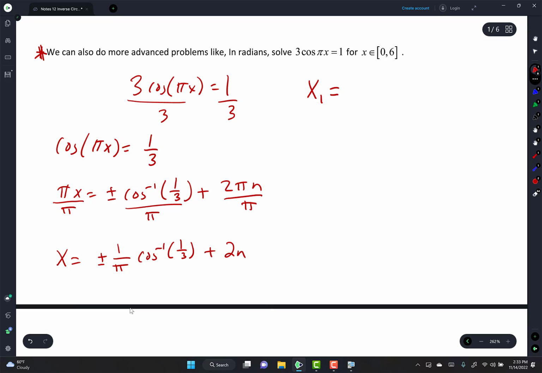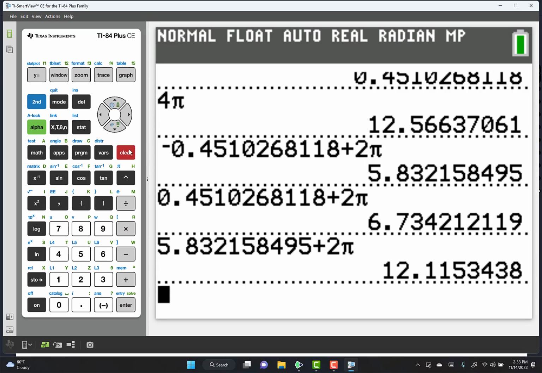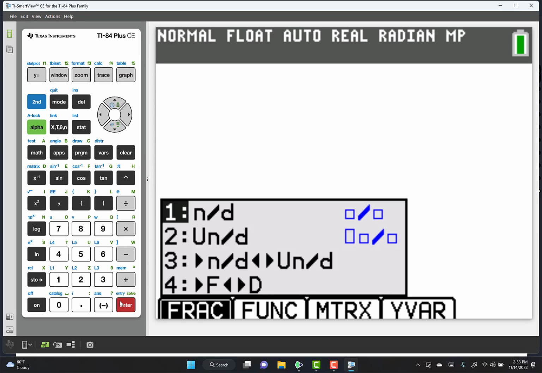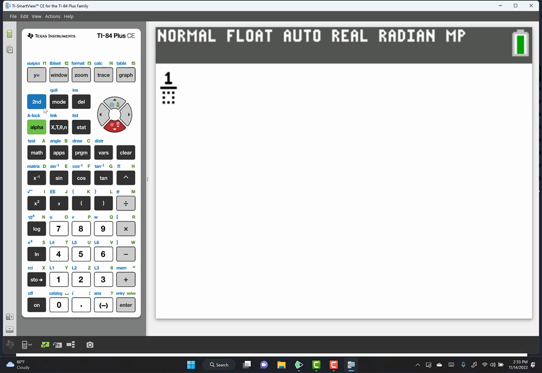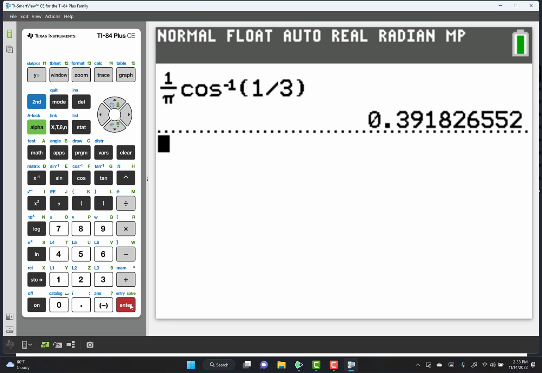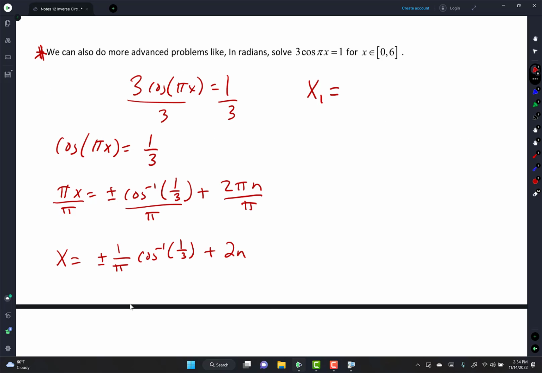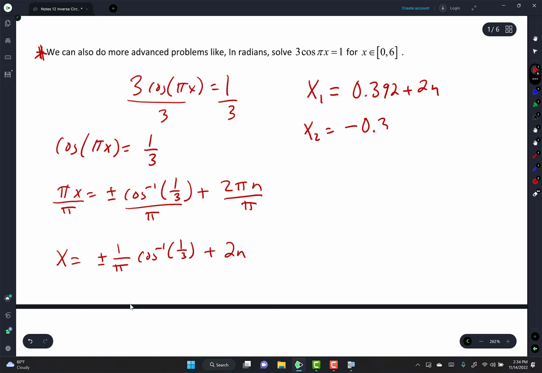x1. I'm going to write my first one there. I take my calculator, and I'm going to clear all this, and here we go. Alpha y equals enter. I'm going to put 1 over pi, and then move to the right, and then move to the right. Arc cosine of 1/3, and then push enter. 0.392 if it's rounded, 0.391 truncated. So I'm going to write 0.392 plus 2n, and then x2, negative 0.392 plus 2n.